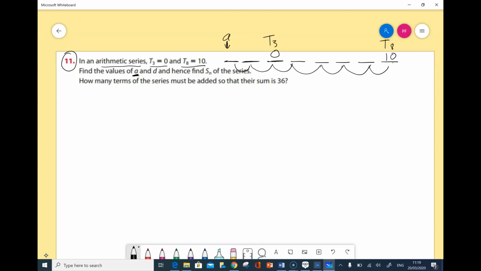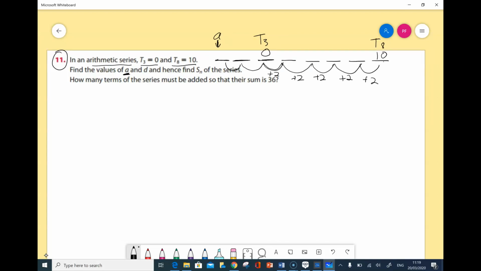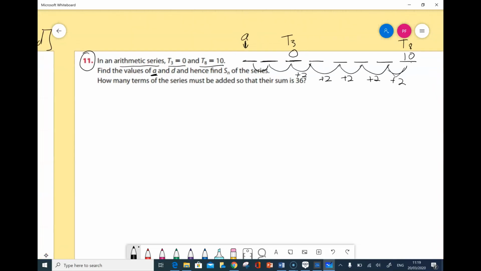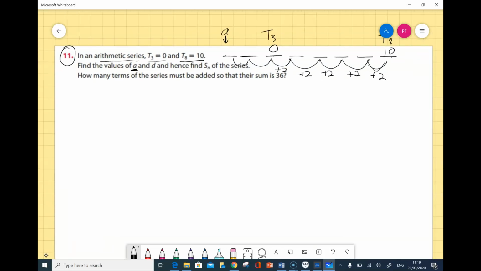How about I go up in twos? 0 plus 2 is 2, plus 2 is 4, plus 2 is 6, plus 2 is 8, plus 2 is 10. So it's clearly going up in plus 2s. How could I do that though in a more logical way? Well, I can see that I have to add on 1, 2, 3, 4, 5. So I have to add on 5 numbers. And if I don't know the number I'm adding on, I could call it x. So I'm starting at 0, and I have to add on x 5 times.